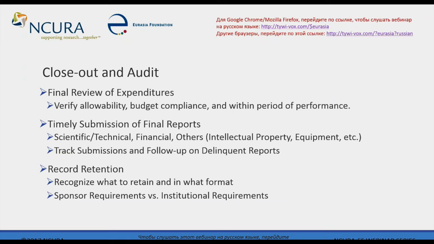Also, you should determine the appropriate record retention. How long do we need to keep the files and records on these projects? Sponsor requirements are typically included in their policies. In addition, your institution may have its own records policies. In general, whichever policy requires records be kept the longest is the policy that you should be expected to adhere to.